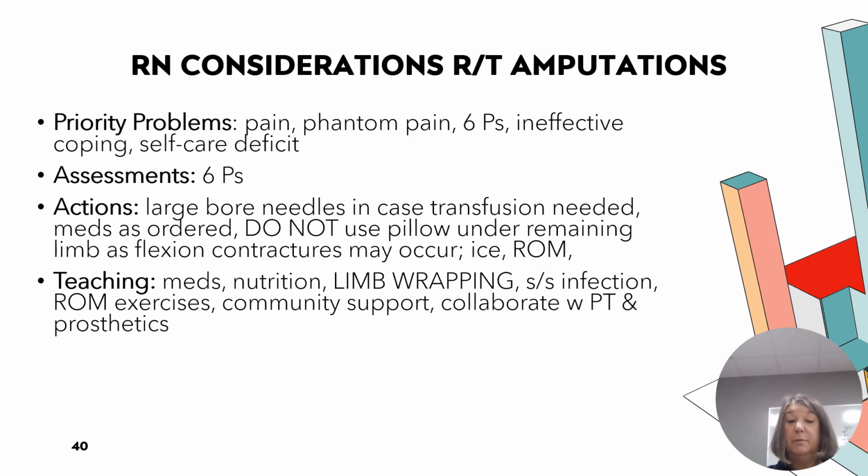Psychosocial is going to be at the top of the list, right? Psychosocial, and then neurovascular, those 6 Ps, making sure that we have blood flow, everything is oxygenating appropriately, and of course pain, okay? Pain, impaired skin integrity, ineffective coping.